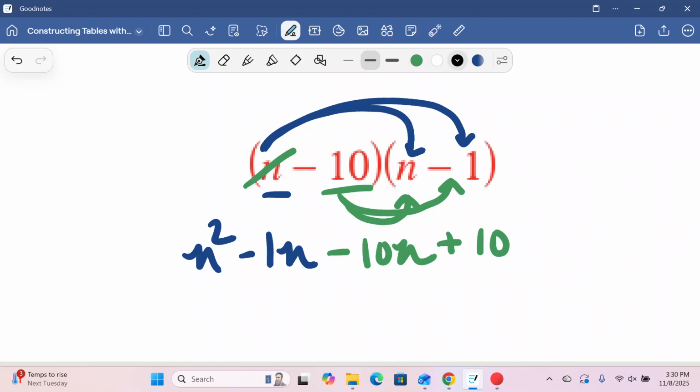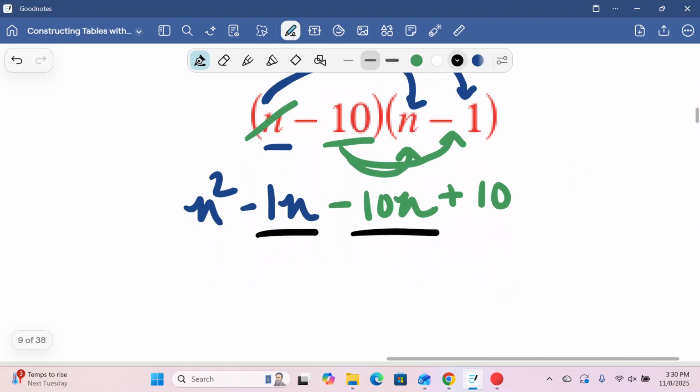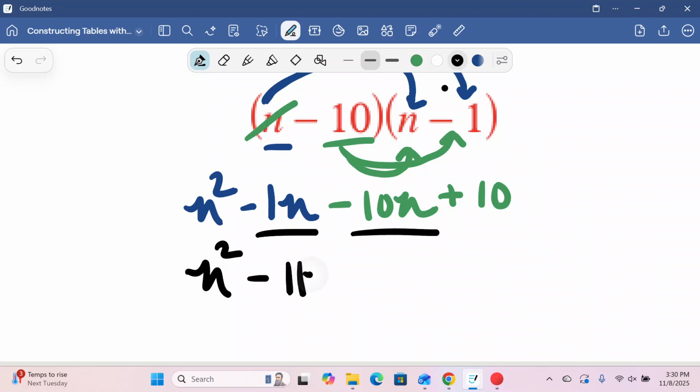Then we get to combining like terms. We have a negative 1n and a negative 10n. That gives you a negative 11n. So the final answer would be n squared, because we don't have anything else to combine it with, minus 11n plus 10. Negative 1n plus negative 10n is a negative 11n. If you don't know how to do that, all you have to do is input negative 1 minus 10 into decimals, just the way it is, and it gives us negative 11. And that is our finalized answer.